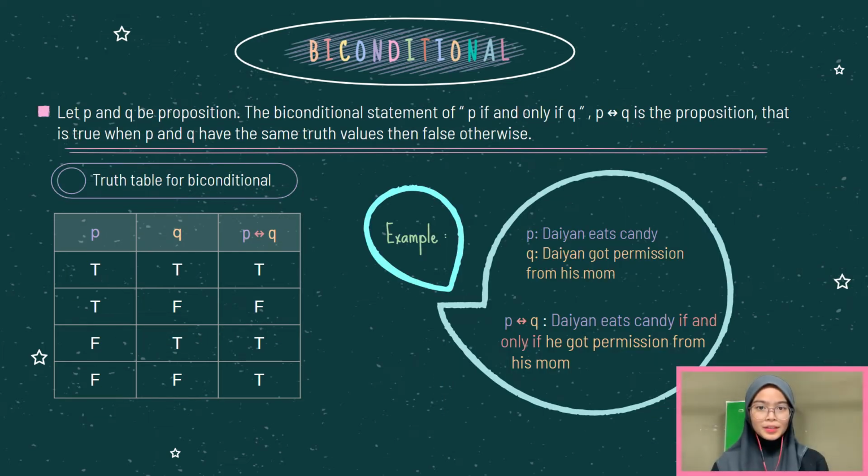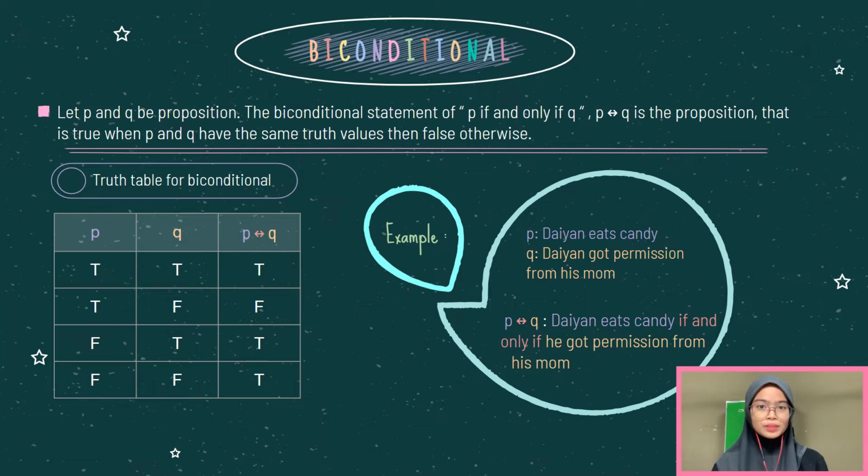Biconditional. Let P and Q be propositions. The biconditional statement of P if and only if Q, P ↔ Q, is the proposition that is true when P and Q have the same truth values, and false otherwise. Truth table for biconditional: when P is true and Q is true, or P is false and Q is false, then the truth value of P ↔ Q is true. Otherwise, the truth value will be false.